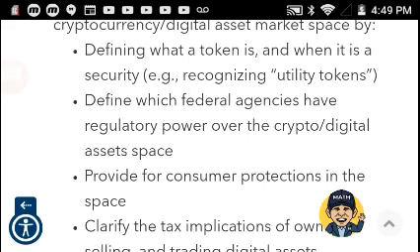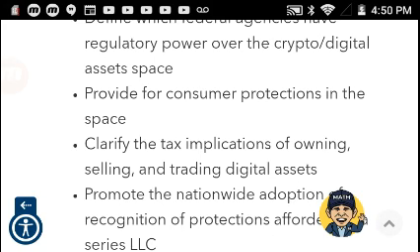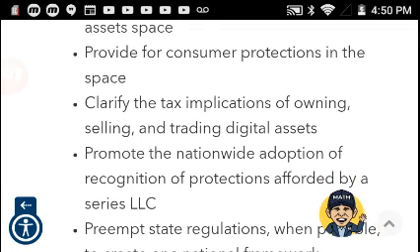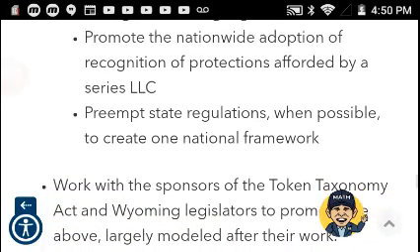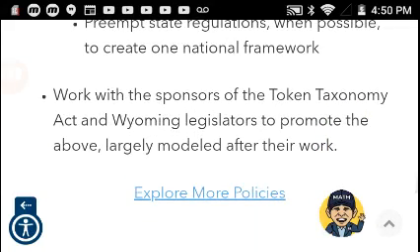Define which federal agencies have regulatory power over the crypto digital asset space. Provide for consumer protections in the space. Clarify the tax implications of owning, selling, and trading digital assets. Promote the nationwide adoption of recognition of protections afforded by Series LLC. Preempt state regulations when possible to create one national framework, and work with the sponsors of the Token Taxonomy Act and the Wyoming legislators to promote the above, largely modeled after their work in Wyoming. So they're talking about how good of a job Wyoming has done as a cryptocurrency state. You can even pay your taxes in cryptocurrency. So this is getting to be a real big thing.